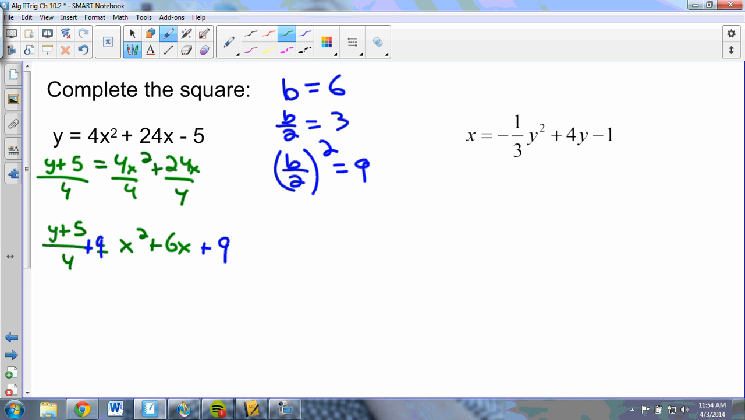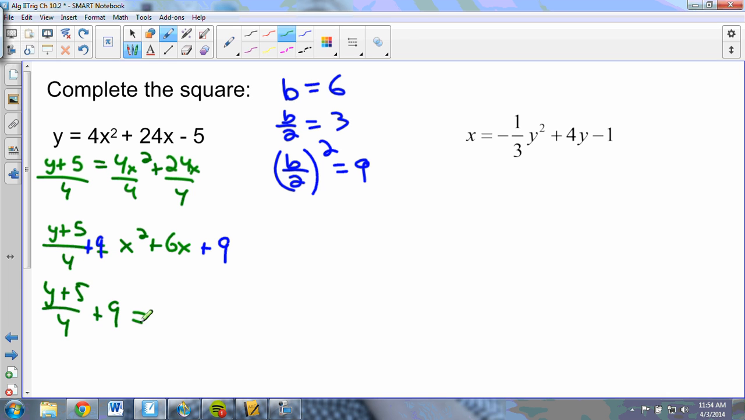Now, we've never done them before with a y over here. That's what's new about this. We've never done it with a y before. We've always had a number. So we haven't really seen this action on the left before. This is all kind of new. But it's going to work out pretty intuitively. Y plus 5 over 4 plus 9.